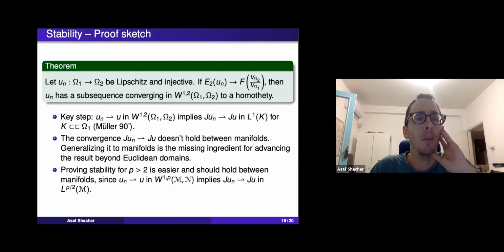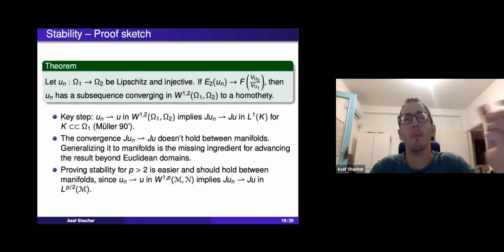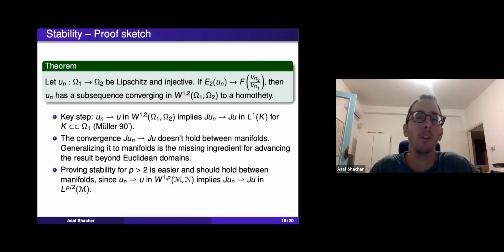I'll just say that proving stability for exponents greater than 2 should be much easier, because then the weak convergence holds. I mean, the problem with p equals 2, of course, is that this is the critical dimension, right? p equals 2 equals the dimension, so this is why everything gets a bit harder.